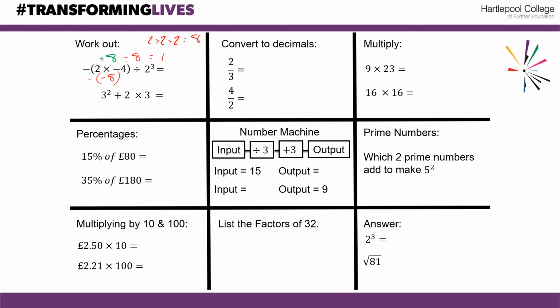For the next one, we do the index first. So 3 squared, remember that's just 3 times 3, so really 9. And then we've got an add and we've got a times. You do the times next. So 2 times 3 is 6. 9 add 6 is 15.